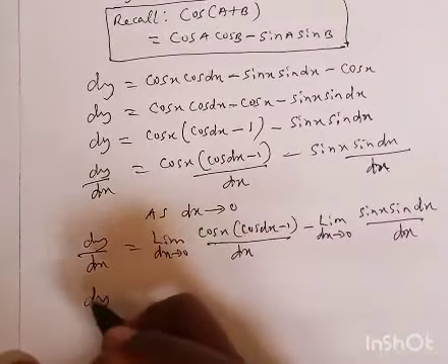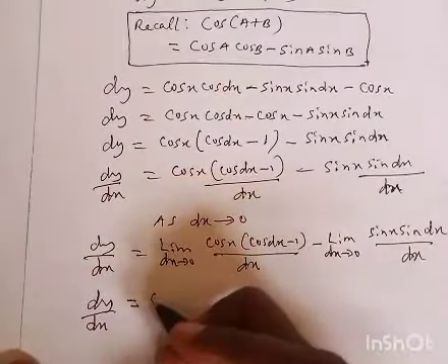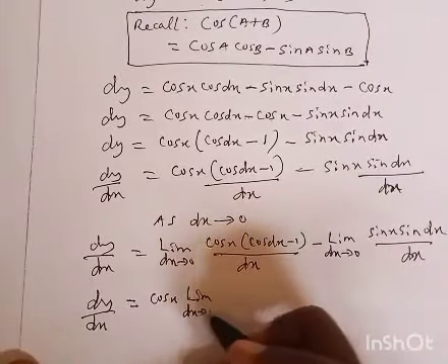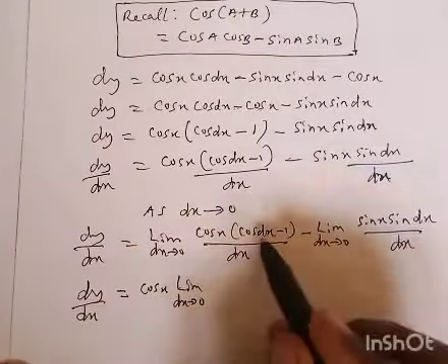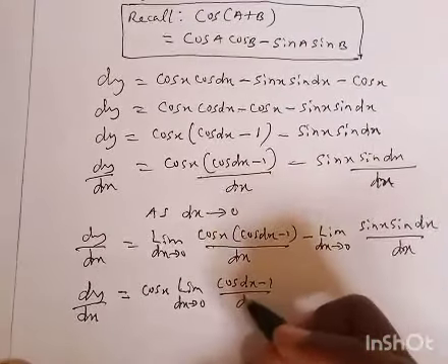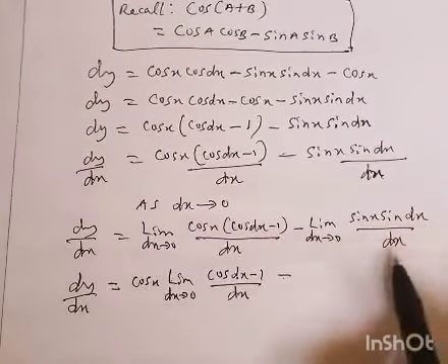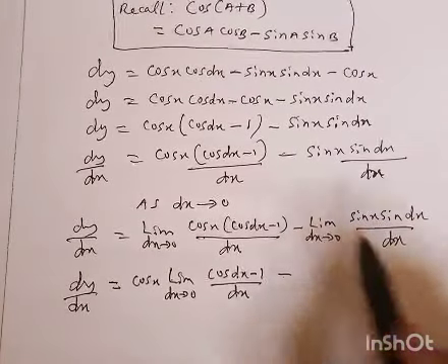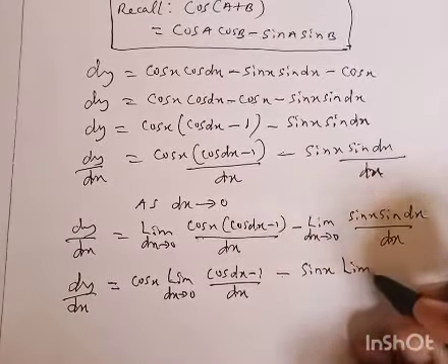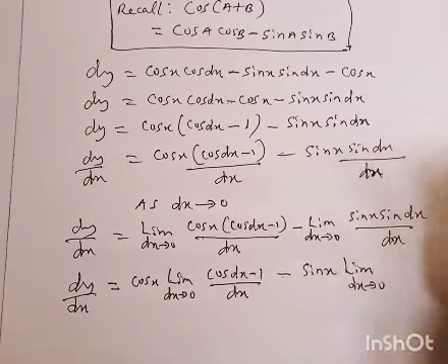So you see you have dy over dx equals, you take cos x out, the limit as dx goes to 0. Cos x is already out, now remains cos dx minus 1 over dx. Then minus, the same thing here, sine dx over dx. You see sine x is constant, you take it out, you have sine x out, the limit as dx goes to 0. Sine x is already out, remains sine dx over dx.